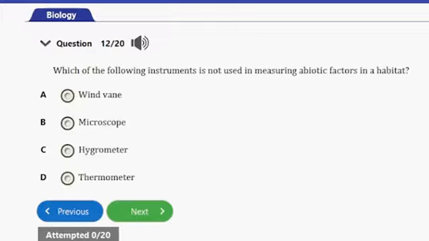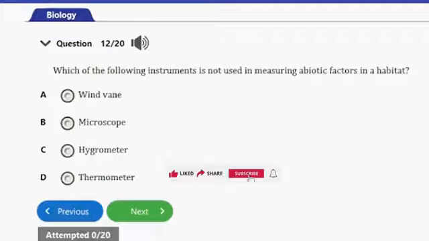Question number 12 here. It says, which of the following instruments is not used in measuring abiotic factors in a habitat? A, wind vane. B, microscope. C, hygrometer. D, thermometer. So guys, the answer to this question is option B, that's the microscope.